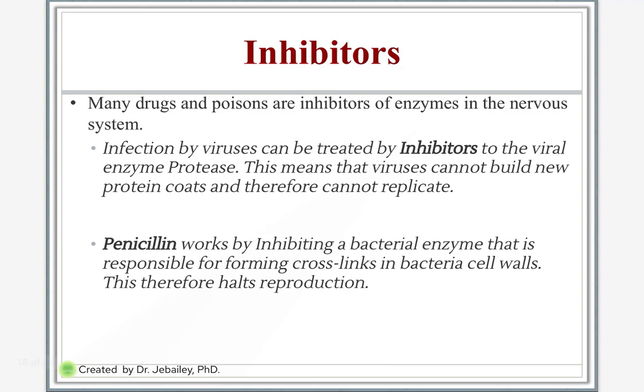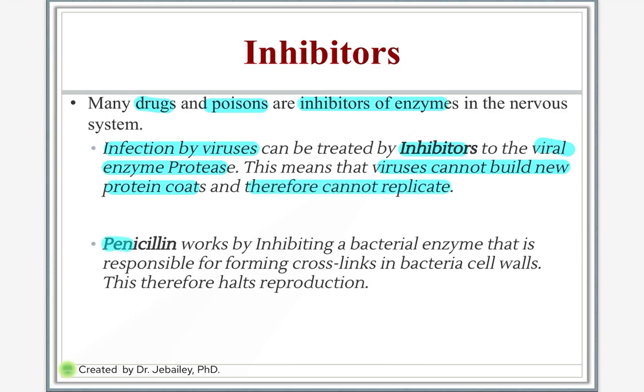So there are different types of inhibitors, right? It can be drugs and poisons. Sometimes that's why in medicine we give drugs for people to slow down some kind of infection, or poison can usually kill people because it's stopping most of our chemical reactions. So infections by viruses can be treated with inhibitors to stop the viral enzyme protease, for instance. This means the virus cannot build a new protein coat and therefore cannot replicate.